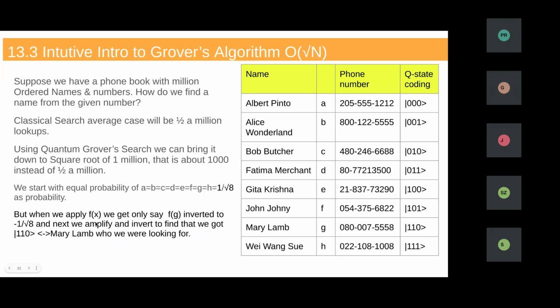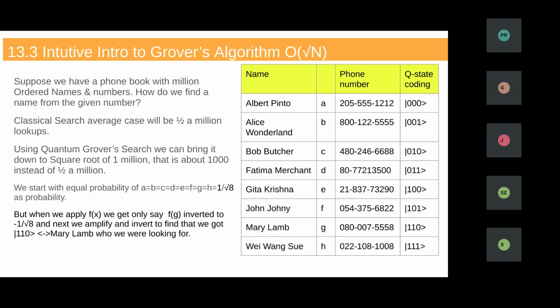But when we apply the function, we get Fg, because you are taking all of them and simultaneously executing. And then if you find that you got 1 by root 8 for that particular number, that means if you provide this input, you should be able to get this output G, which will turn out to be Mary Lam. So this is the intuitive way of looking at it for a simple search.